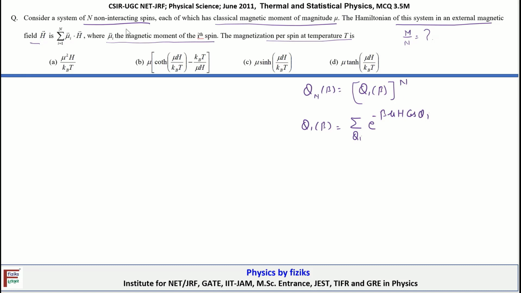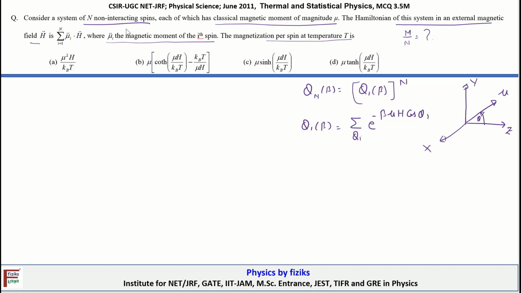Now let's try to understand this problem. When a magnetic moment is placed in an external field, it tends to align itself with the field direction. But in general, suppose this is a magnetic moment making an angle theta with the field direction, and z is the field direction, with x and y. Suppose the field is applied along the z direction. When this external field is applied, it's not necessary that all the magnetic moments will be aligned parallel to the field direction. That depends upon the applied field strength.